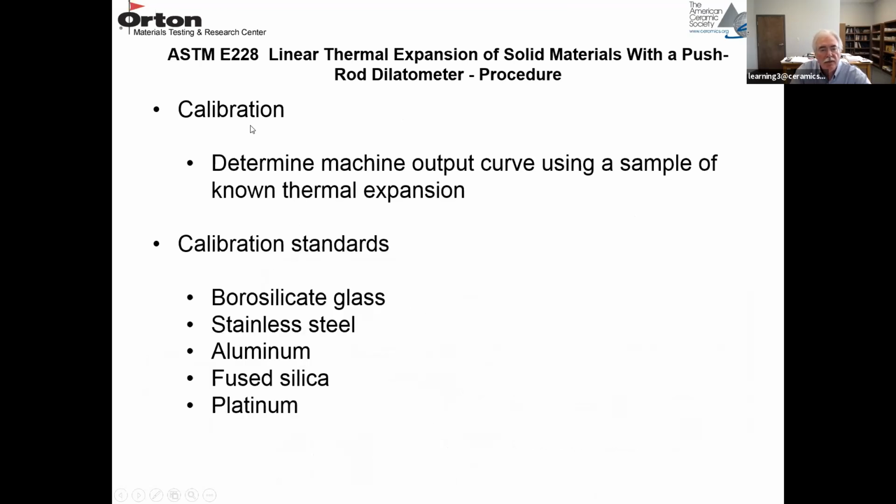All of these machines have to be calibrated. You have to have a machine output from a known calibration standard. The list of the standards: stainless steel, aluminum, fused silica, and platinum. So different samples for different calibration ranges. We mostly use platinum for the ceramic refractory type materials. If we have a really low expansion material, we'll use the fused silica.